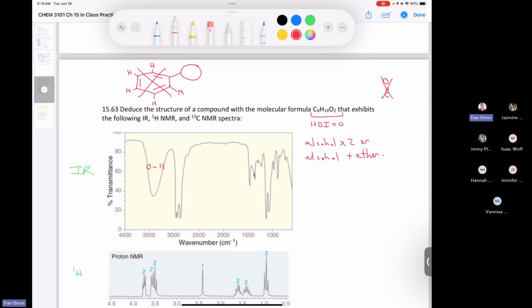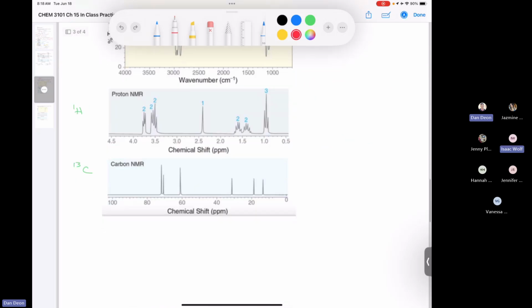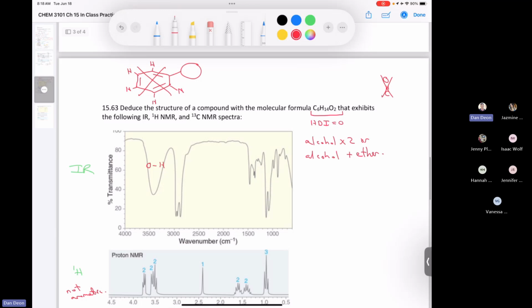Another is that there are no aromatic signals in the IR, and aromatic protons come out between 6.5 and 8 parts per million. There's nothing up here, so not aromatic. We can also look at the carbon-13 and say there's something with a high chemical shift here, but nothing as high as aromatic. So there's no aromatic ring. We've either got 2 alcohols or an alcohol and an ether.